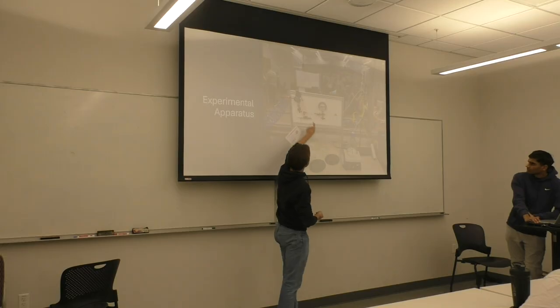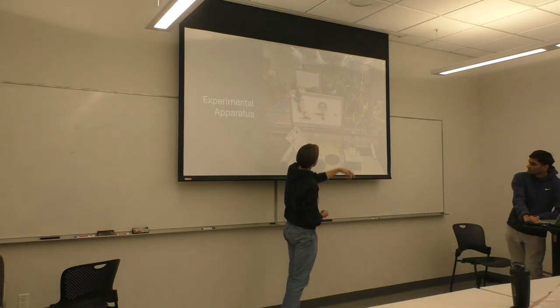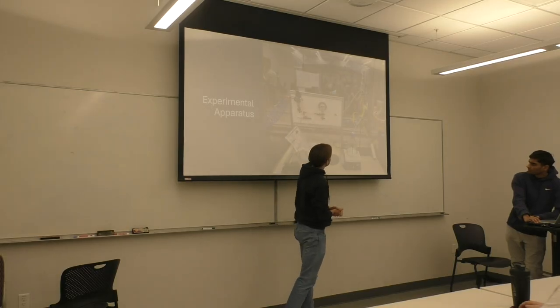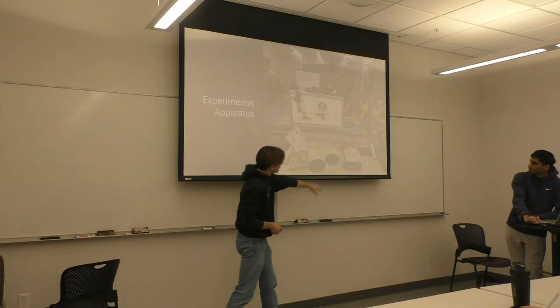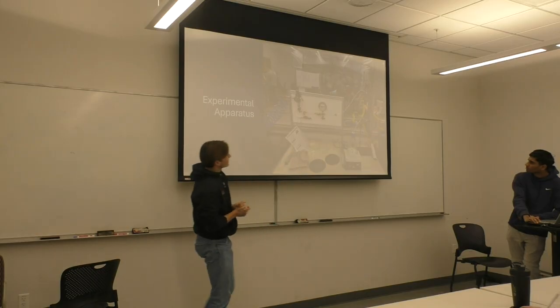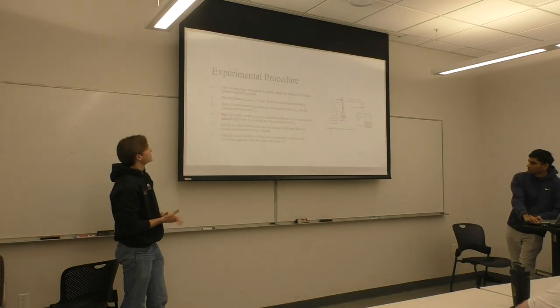Next slide, please. This is the experimental apparatus right here. You can see that we have a vacuum line right here. We have a pressure gauge with a bleed valve, and then we also have a beaker right here that we are going to be boiling water in with that hot plate. And to the right, you can see that laptop used for data acquisition. All right, next slide, please.